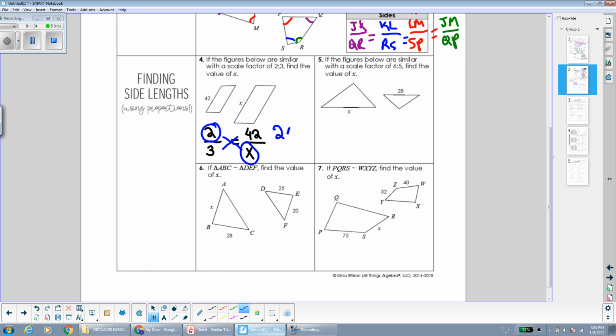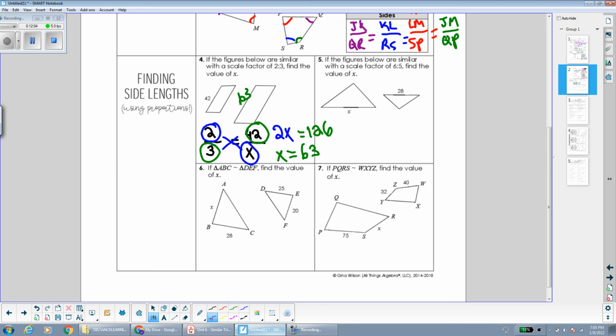So we have 2 times x, which is 2x, is equal to 42 times 3, which is 126. Dividing by 2 on both sides, x is equal to 63. And if you wanted to check your work, if you multiply the 63 by 2/3, you should get 42. So that way you can check your work and make sure that it is correct.